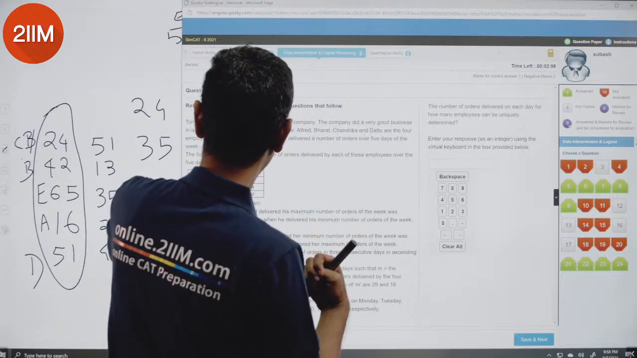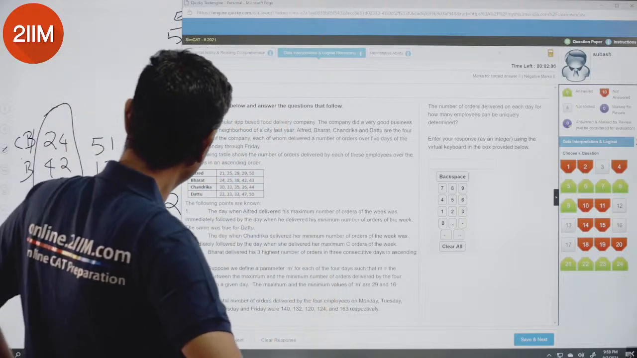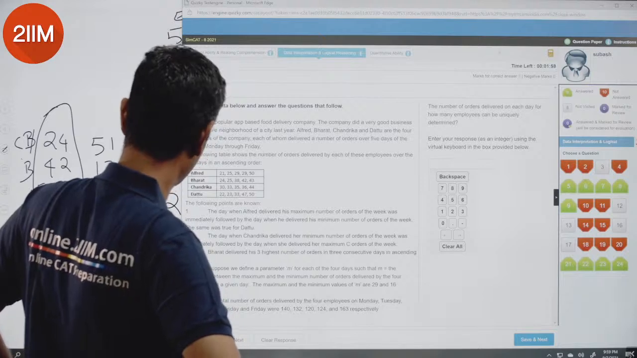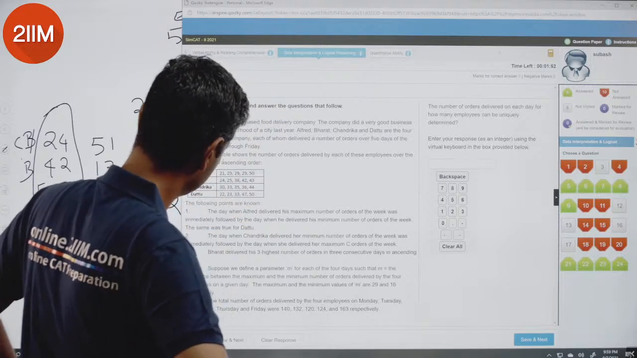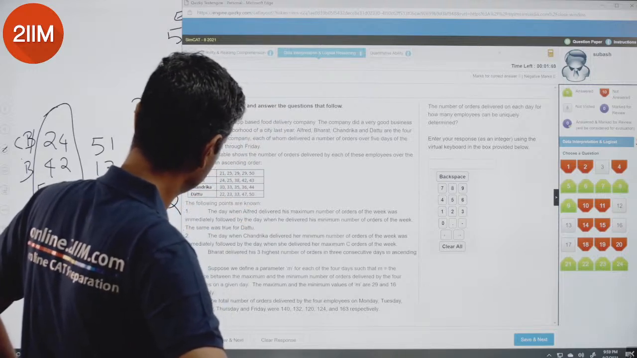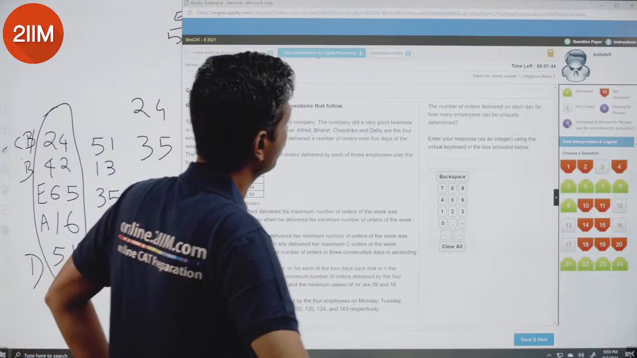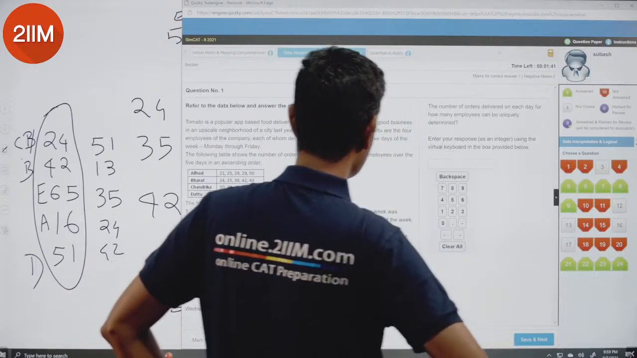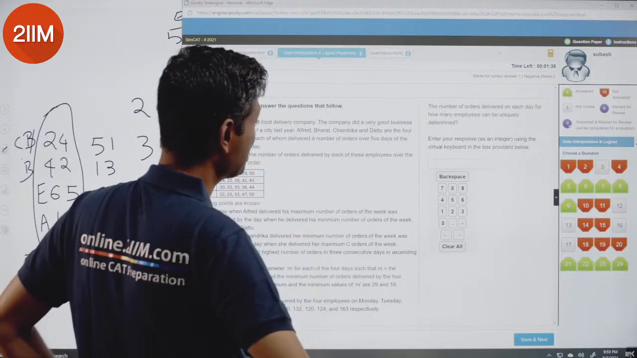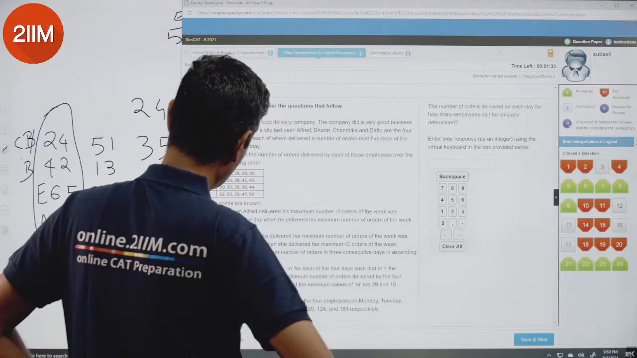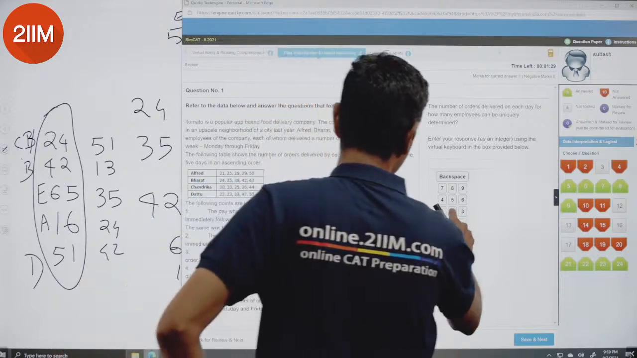Tomato, very good business in upscale neighborhood city. A, B, C, and D are the 4 employees of the company, each of whom delivered a number of orders over 5 days. The number of orders delivered on each day for how many employees can be uniquely determined. I have 4 people. I cannot uniquely determine 3. 1, 2, 4 are all possible. 4, I'm thinking no. 1, I'm putting no, so I'm going for 2.